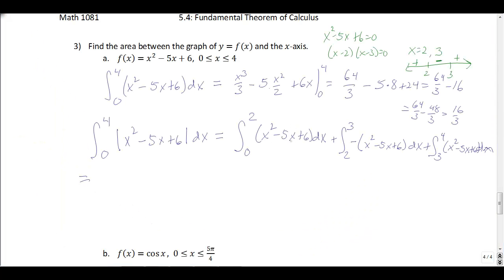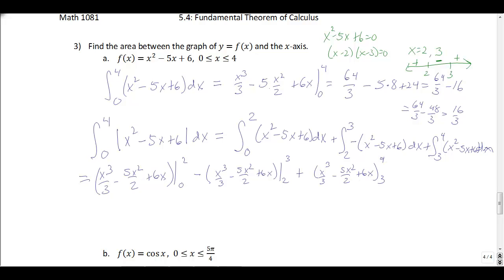In any case, this first integral, they're all going to be x cubed over 3 minus 5x squared over 2, when I find my antiderivatives, plus 6x, and that goes from 0 to 2. I'm going to pull the negative out, get the same x cubed over 3 minus 5x squared over 2 plus 6x. That goes from 2 to 3. And then plus the integral of x cubed over 3 minus 5x squared over 2 plus 6x from 3 to 4. So you just plug these in.